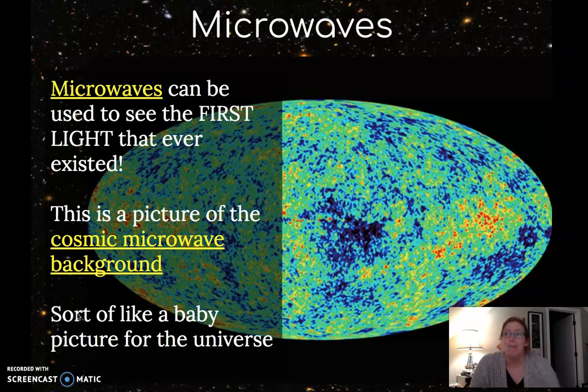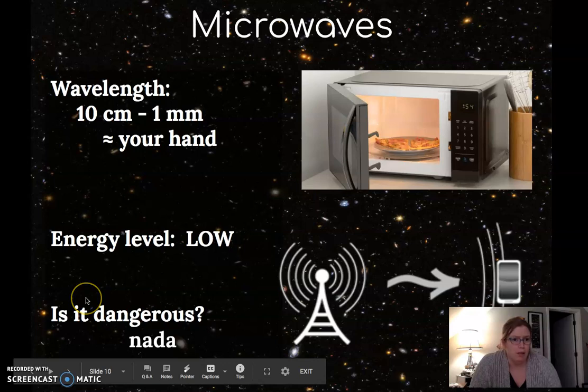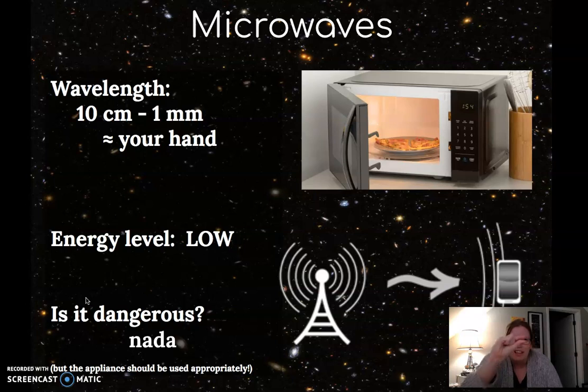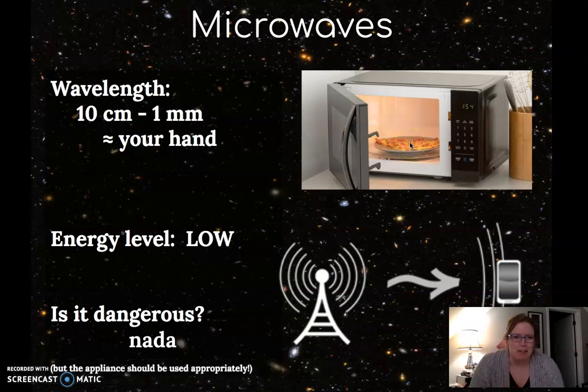So then we have microwaves. And you saw this cosmic microwave background, very cool, like a baby picture of the universe. And microwaves are a smaller wavelength than radio waves, and it's about 10 centimeters to 1 millimeter. That means it's like the size of your hand down to like a millimeter, which is like, I don't know, the thickness of a piece of paper. So they have a medium-sized wavelength, and their energy level is pretty low, and they're not at all dangerous. But when you're using a microwave, you should use it appropriately and don't put metals in it. It's just not a good idea. But that's the device, the microwave, rather than microwaves in general.